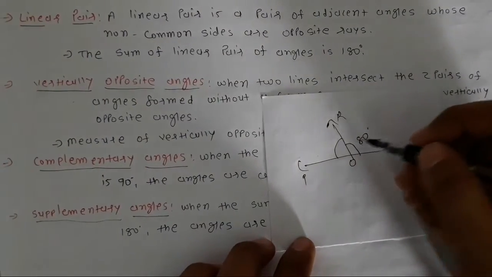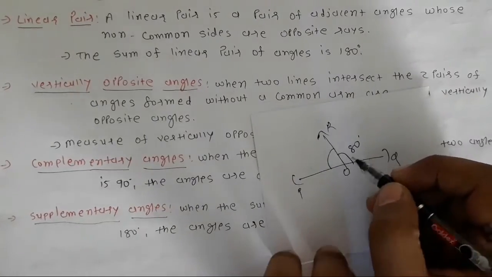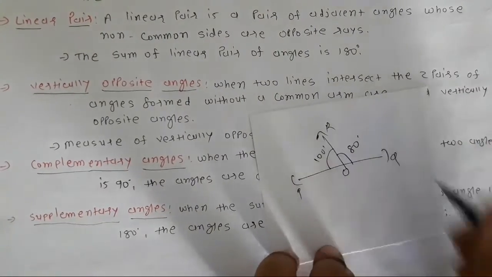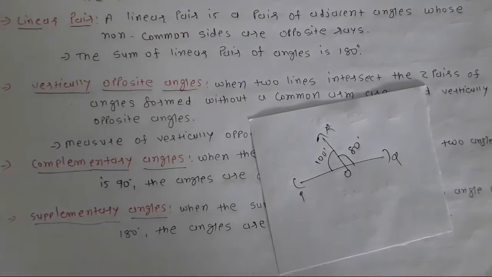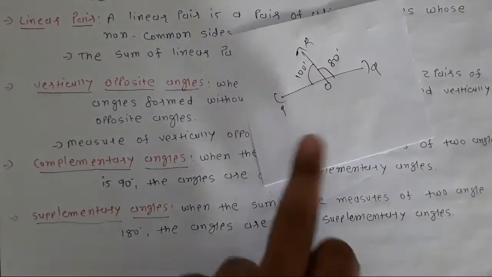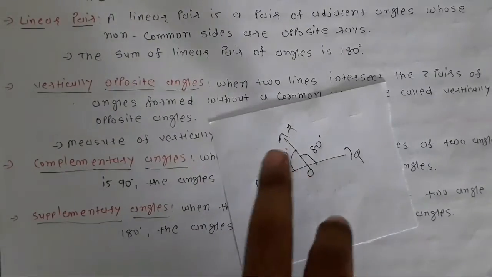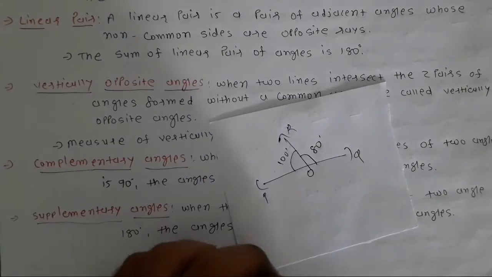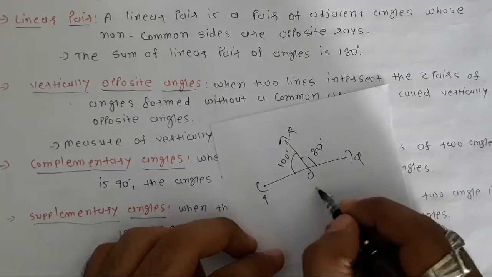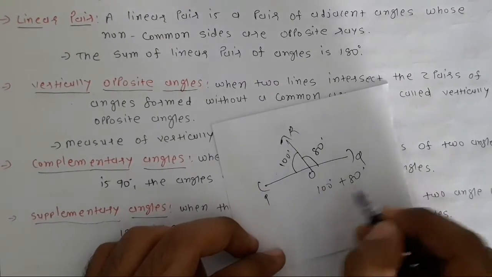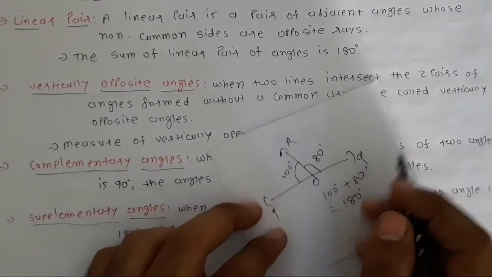Now, this is another question. For example, this one is 80 degrees and this one is 100 degrees. The question will be like, check whether the given angles are supplementary or not. For that, we know that the sum of two supplementary angles is 180 degrees. So here we have to check whether the sum of these two angles is 180 or not. So we check 100 plus 80. The summation is 180. So yes, these angles are supplementary angles.